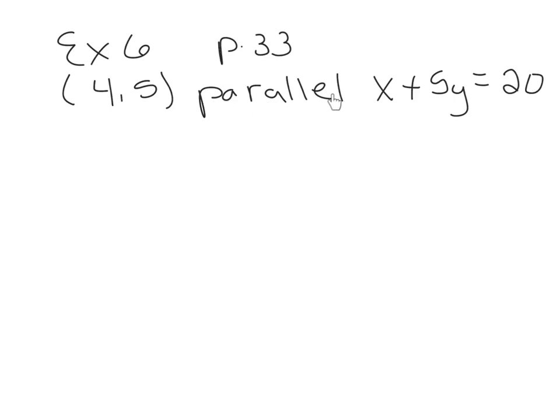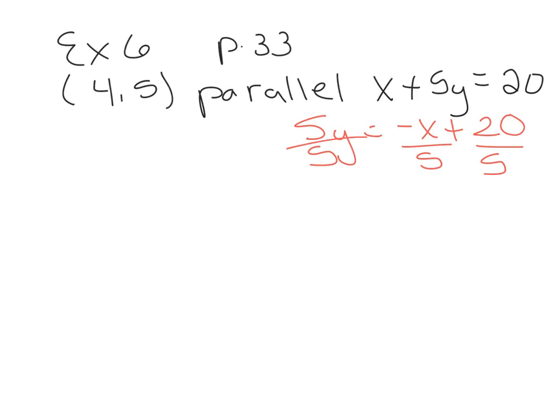Again, remember that parallel lines have the same slope. So we're going to take the slope we find from this line, we're going to apply it to our new line. However, this is not in slope intercept form. So we need to put it in y equals mx plus b by isolating this y. First step, put x to the other side. So that's going to be 5y equals negative x plus 20, and then divide by 5. So y equals negative 1/5 x plus 4.